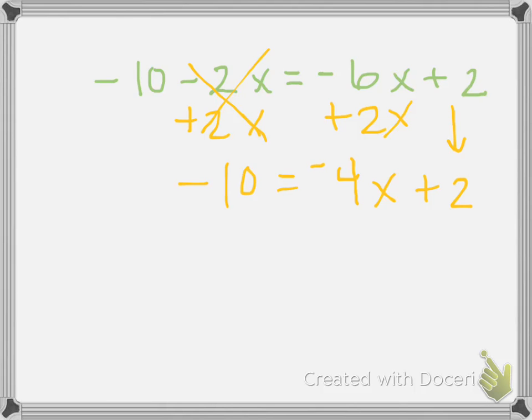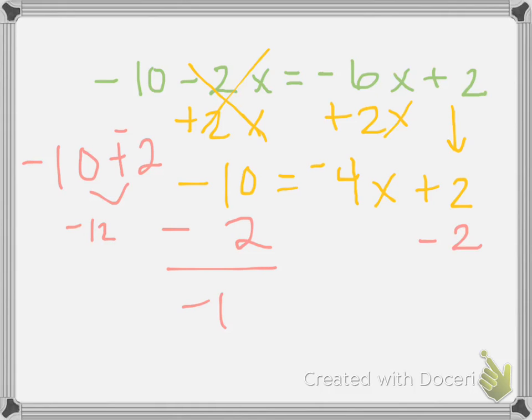My next step here is going to be to combine my constants. I know that that's my next step because I only have one coefficient of x left. So to combine, I'm going to move this 2 over by using inverse operations. Negative 10 minus 2, remember, keep, change, change. Negative 2 plus negative 10 is negative 12. Bring down my equal sign, negative 4x, and plus 2 minus 2 is just 0, so it cancels out.